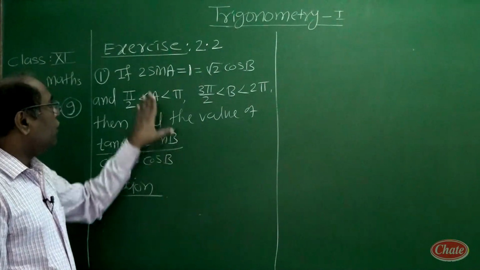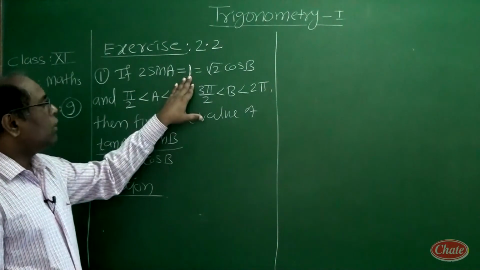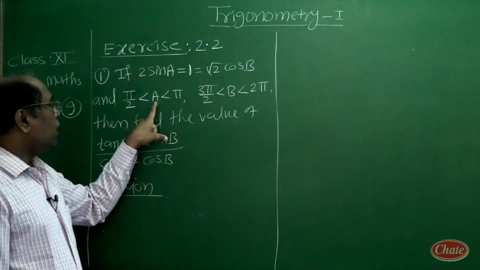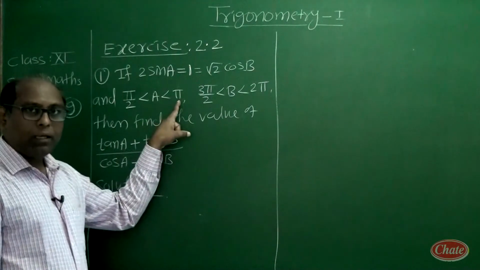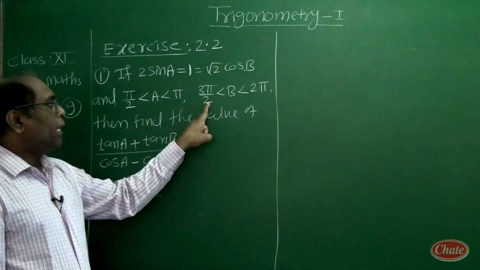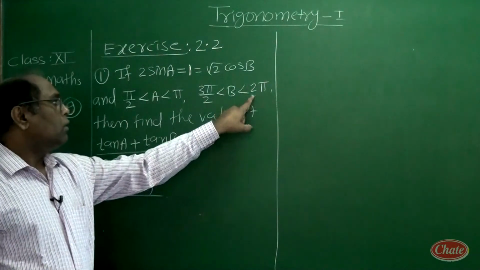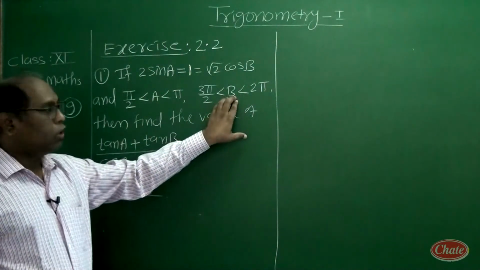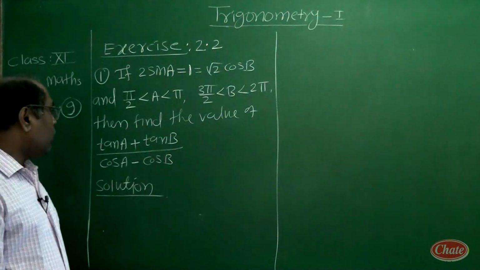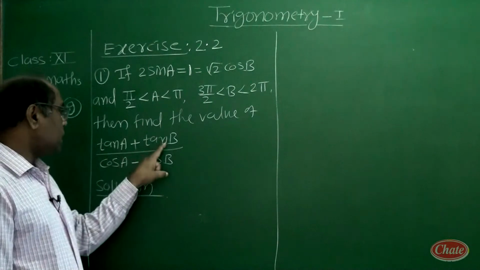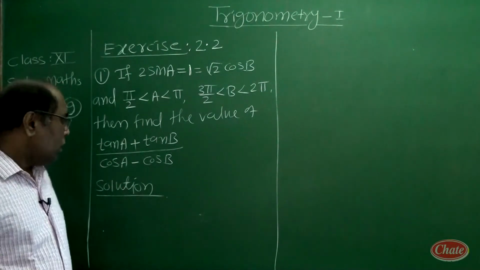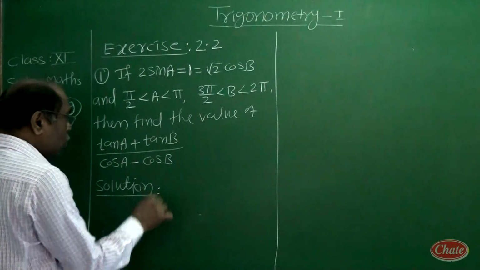So here we are given 2 sin A equal to 1, that is equal to root 2 cos B, and A is between pi by 2 and pi, which means A lies in the second quadrant. 3 pi by 2 less than B less than 2 pi means B lies in the fourth quadrant. Then we have to find the value of (tan A plus tan B) upon (cos A minus cos B). Okay, now here is the solution.